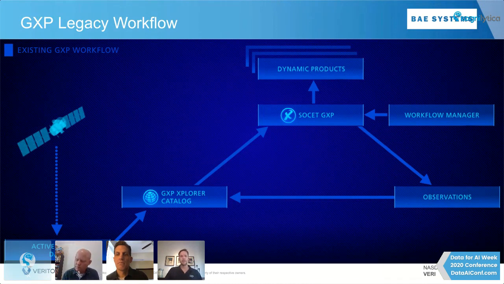They go pull satellite imagery, use our tools like Socet GXP or GXP WebView to exploit that imagery and generate observations. That means they're looking for things in that picture, and they're noting things in that picture and making observations, essentially. Those in turn are developed into intelligence products that are disseminated, and they go back, and those observations are then stored in our GXP Explorer catalog for future use and reference.